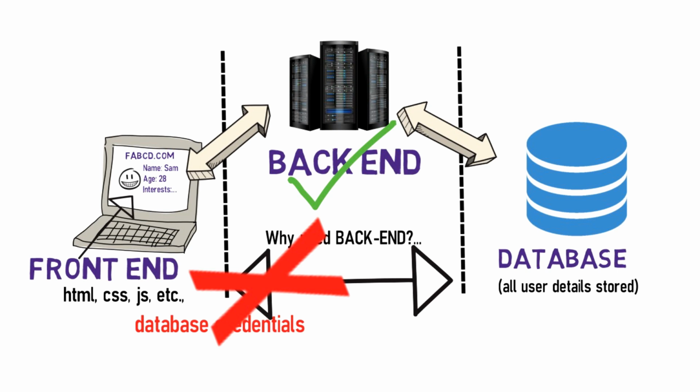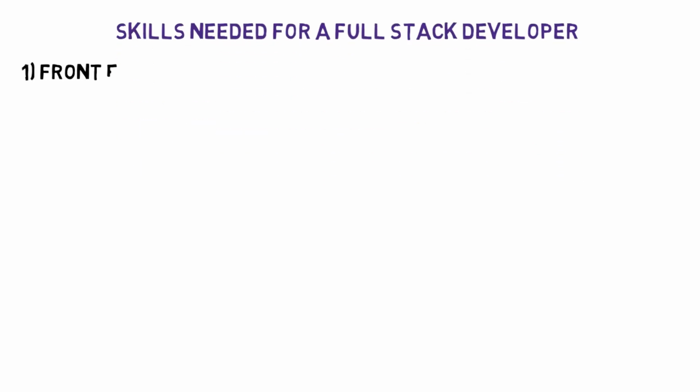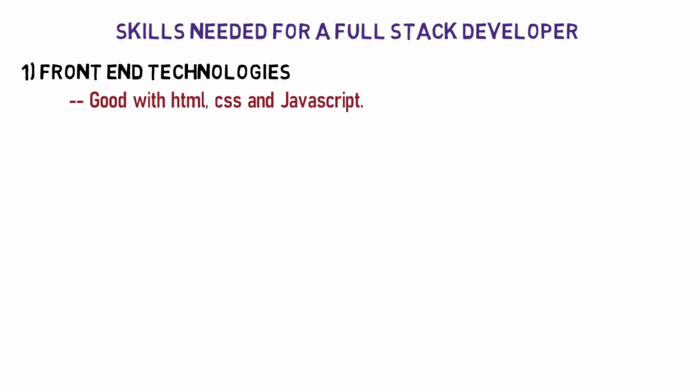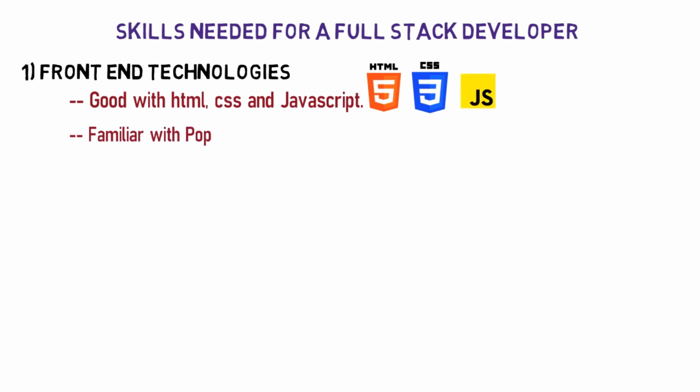So now that we know some of the major components of a full stack application, let's look at the must-have skills to become a full stack developer. At number one, we have the front-end technologies. As already explained, front-end is the actual website with which the users or customers interact directly. As part of front-end, it is mandatory for every developer to be good with HTML, CSS, and JavaScript. You should be familiar with one or more popular front-end development frameworks such as Angular, React, and Vue.